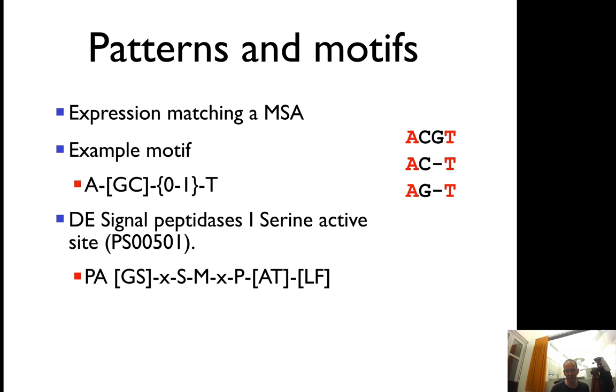And for instance, you have the signal peptidase, the serine activity peptidase, that should have a P and then an A followed by G or S something, and then an S, then an M, then an X. So you have a sequence pattern there, as you see here, and basically you can describe exactly and very quickly if a sequence has this or not. So it's like a local sequence search, but with extreme strict rules.